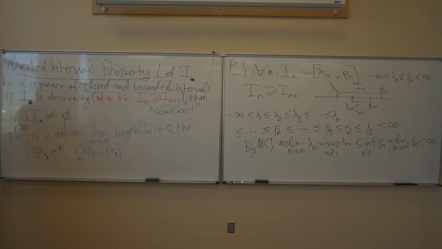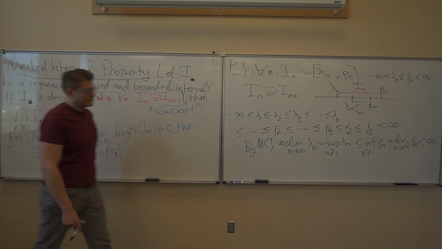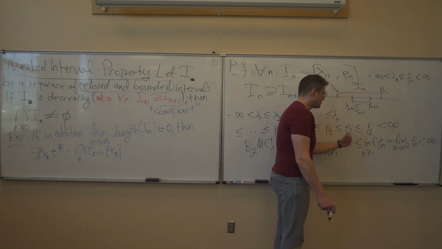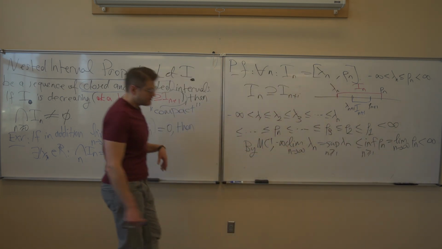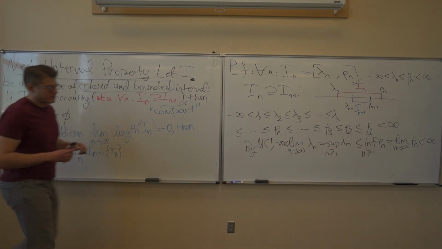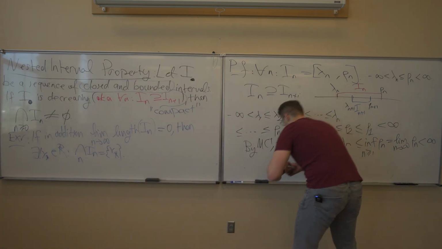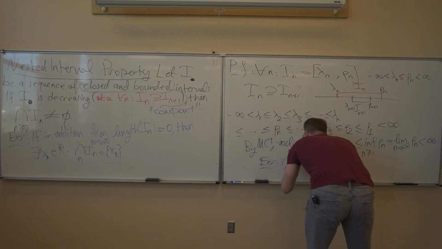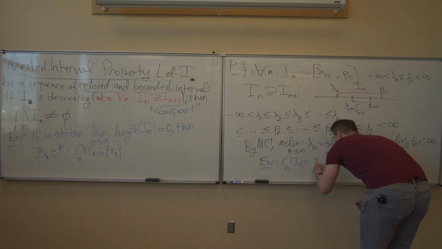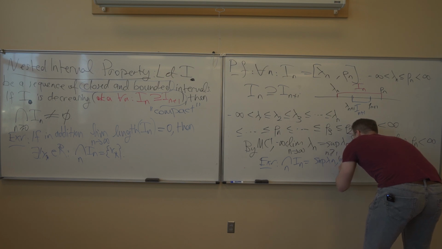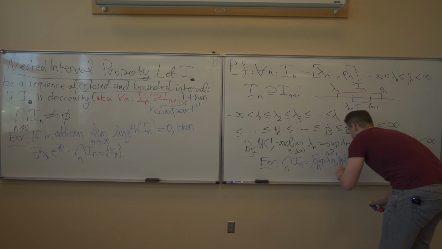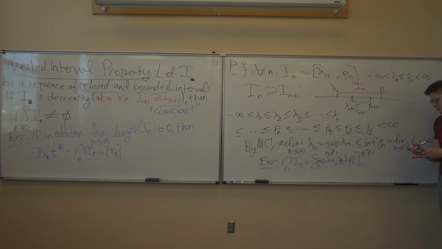Now, the final part I'm going to leave to you, namely that the closed interval from here to there, it could be a point, but maybe it's a closed interval, is equal to this intersection actually. In particular, it is nonempty. Yeah, inf rho n. Okay, then you're done.